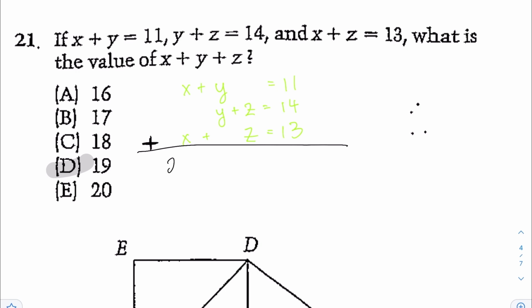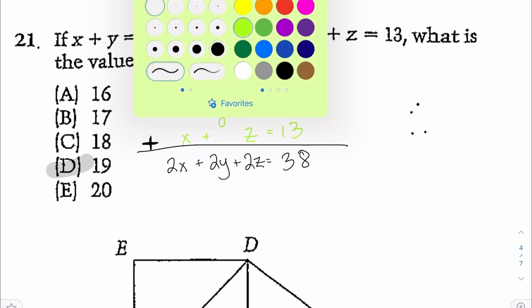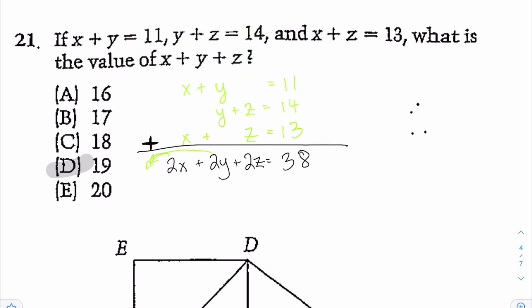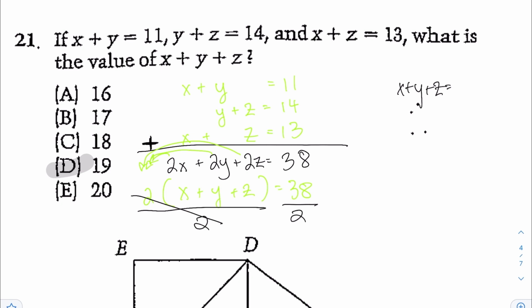If you add everything up, you end up with 2x plus 2y plus 2z is going to be equal to 38. And then you can actually divide both sides by 2, because 2x, 2y, and 2z all have a factor of 2 in it. So when you factor out this 2, inside the parentheses, you'll have x plus y plus z left, and that's equal to 38. Then you can divide both sides by 2 to get x plus y plus z is equal to 38 over 2, or 19. So that's the shortcut method here.